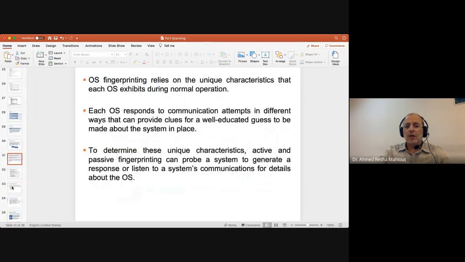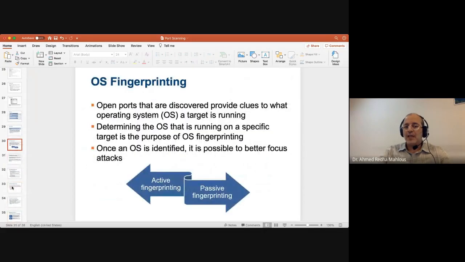Quickly, operating system fingerprinting is the way to try to deduce and discover the operating system, because you are working from the outside in a black box way. You don't know what type of operating system is running on that specific machine, so you do what is known as operating system fingerprinting, where you try to determine the operating system.